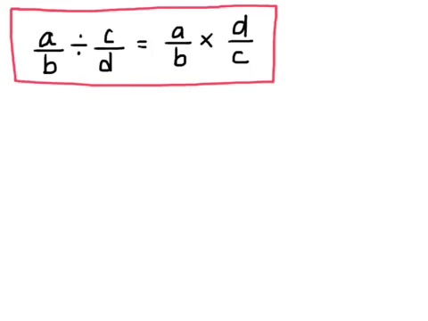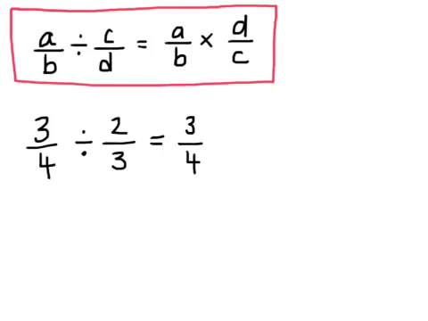Okay, let's look at some examples. So first of all, if we had 3/4 divided by 2/3. Okay, so if we divide these two fractions, let's see what happens. So as we said before, the first fraction here remains the same, so that's 3/4.